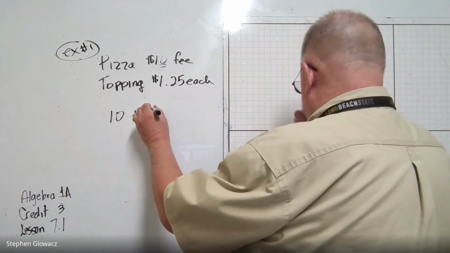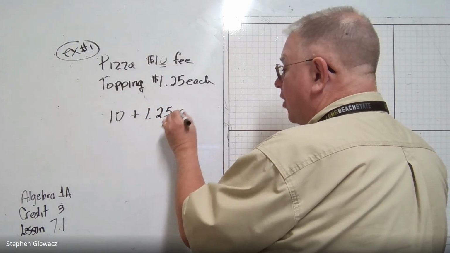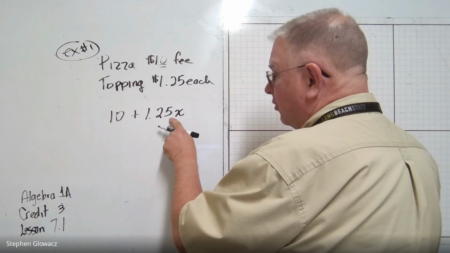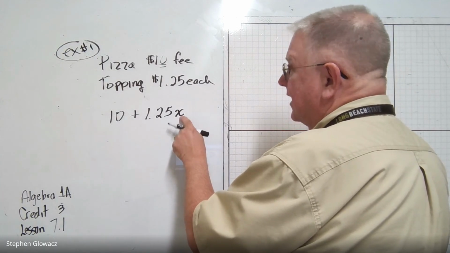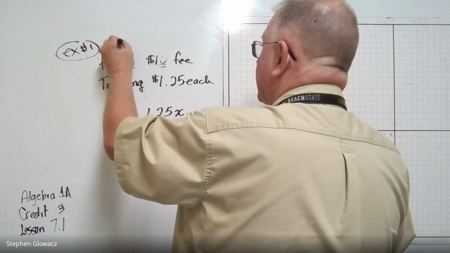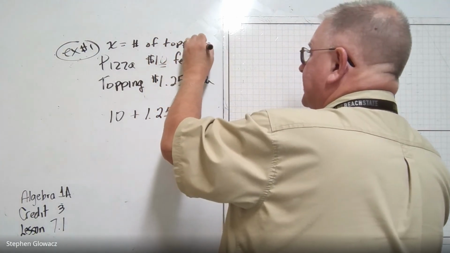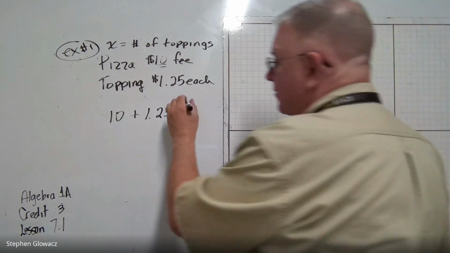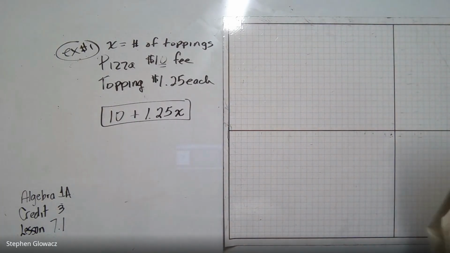So if we're going to let X represent the number of toppings, the charge for the toppings is $1.25 times X. Remember, X is going to represent the number of toppings. Let's go ahead and write that up there. X is the number of toppings. All right, so that's all we have to do for number one, write our expression, but being careful that we put the variable in the right place.